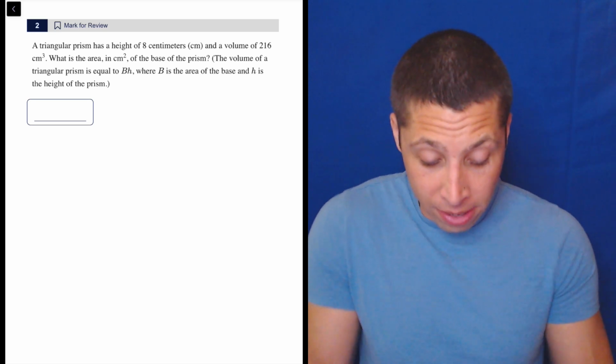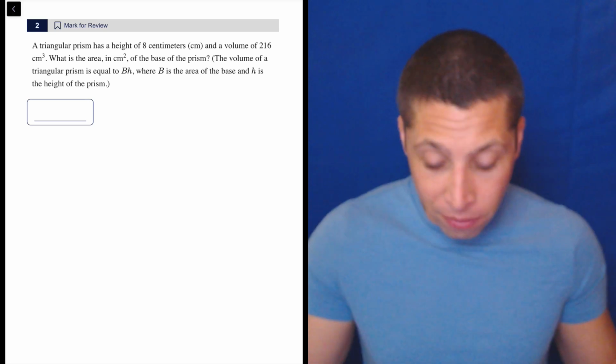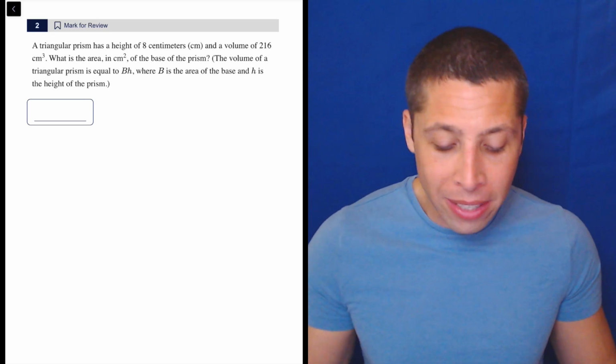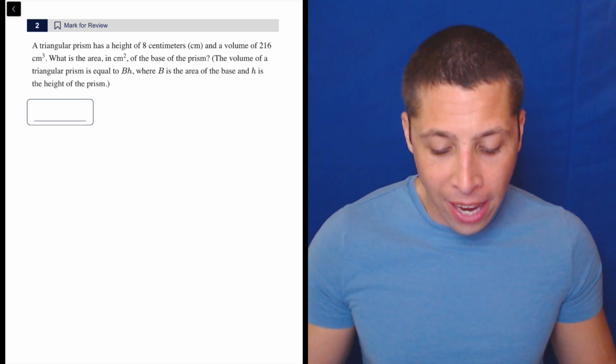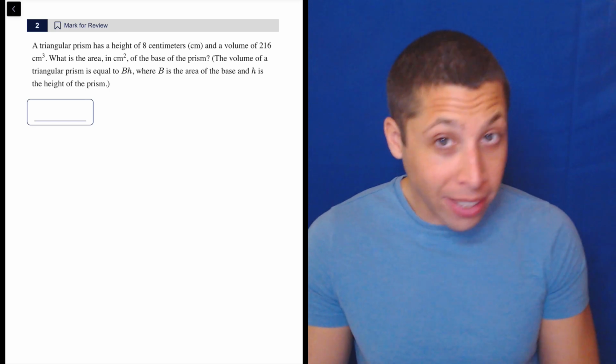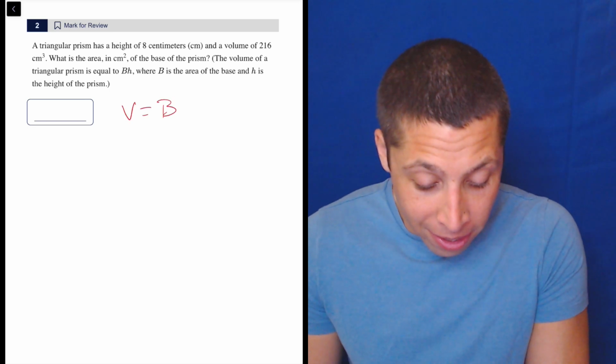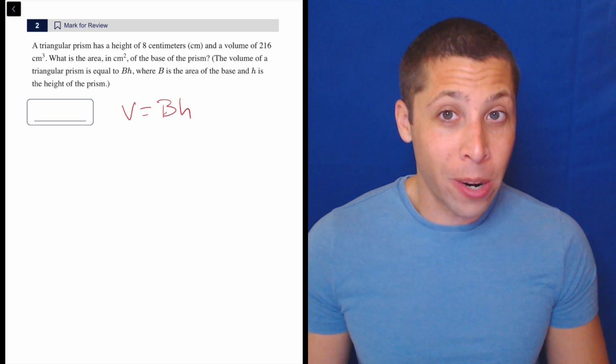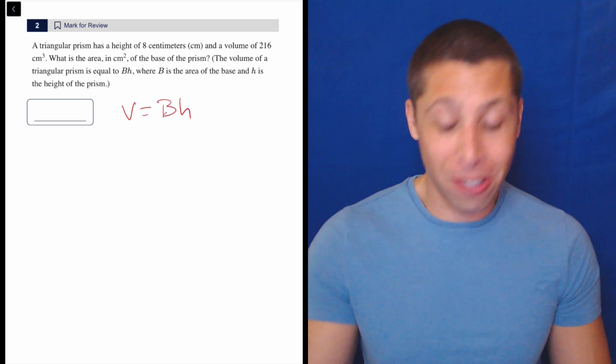Now, it's in parentheses, but you should still read this. The volume of a triangular prism is equal to B times H, where B is the area of the base and H is the height of the prism. Maybe write that down on your scratch paper. Can I plug points into equations? Because that's an equation, and plug points into equations is my main strategy.